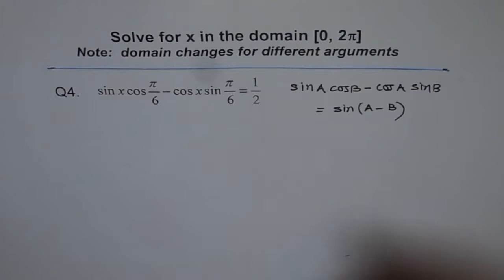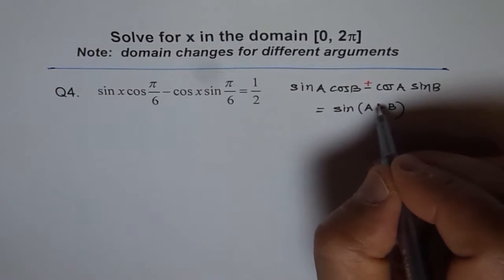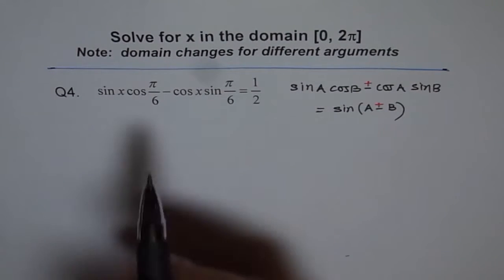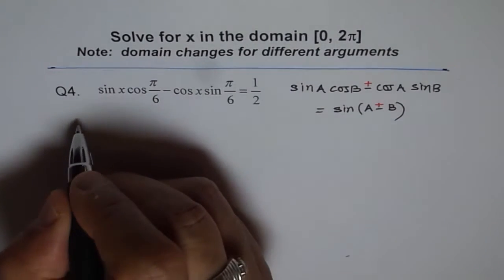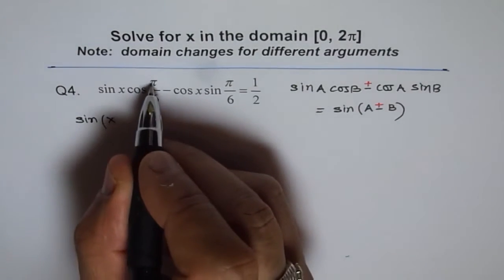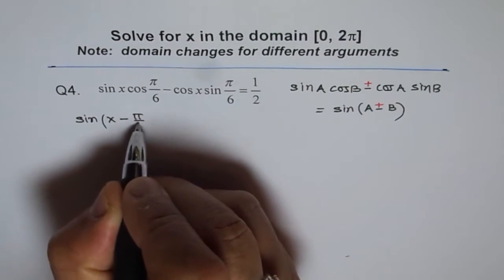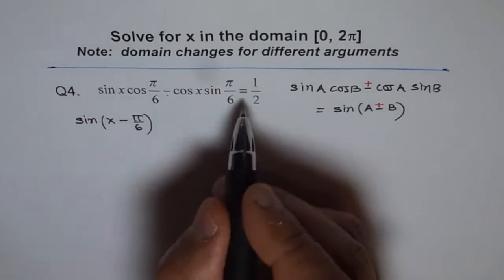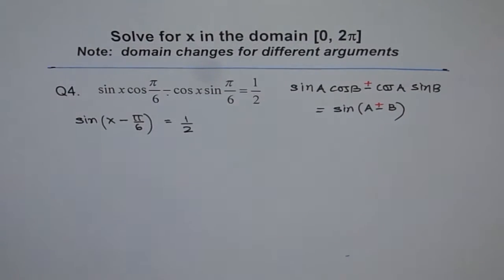So that is the formula which we are going to use here, right? In case you have something like sin a cos b plus cos a sin b, then the formula changes to sin (a plus b). However, we have minus here, correct? And therefore, we can write the left side as sin, where a is x for me and b is pi by 6. So x minus pi by 6, correct? Minus because this is minus, right? So that is my left side, and this should be equal to half. That is what it is.